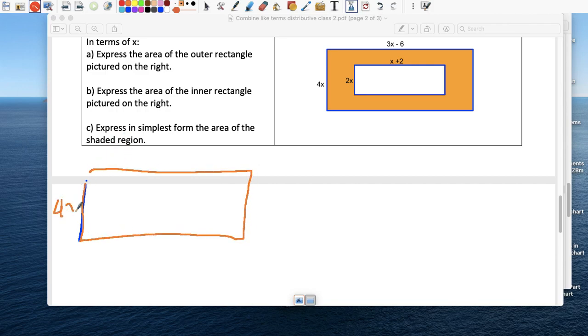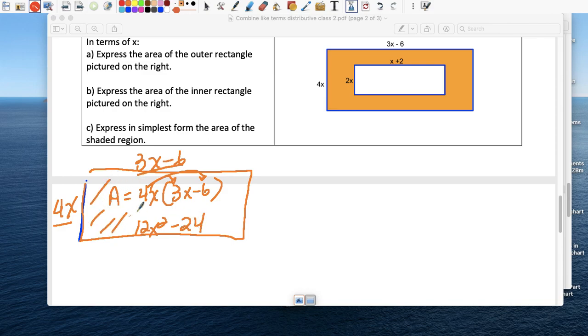And this is 4x, and this is 3x minus 6. What's the area? Well, the area is this guy times this guy. So area equals 4x times 3x minus 6. Distributive property, 4x times 3x is 12x squared. 4x times negative 6 is negative 24x. So that's the area of the yellow rectangle.